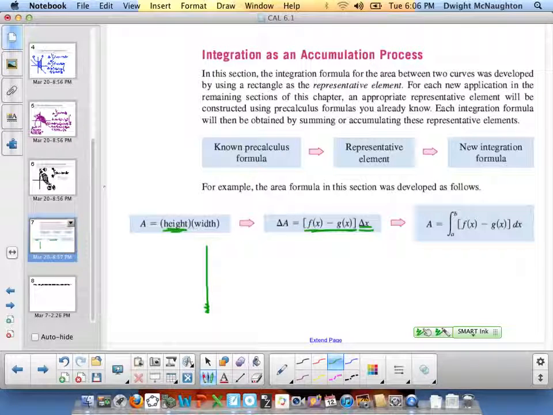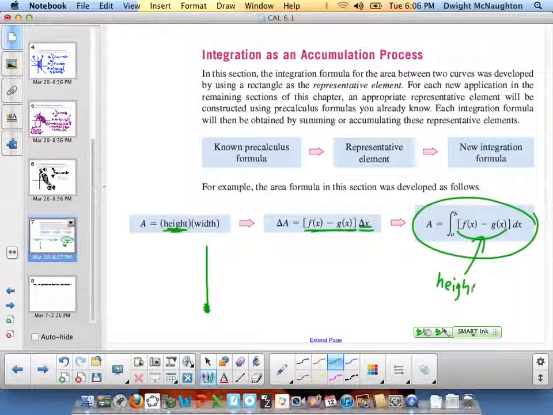And when we integrate that, these infinitely many rectangles of infinitesimal width, we end up getting this, the integrand. This represents the height, and this delta x ends up representing the width. And so that's what we're doing when we're doing this integration. Remember, it's a limiting process where we have a limit of infinite rectangles of infinitesimal width.